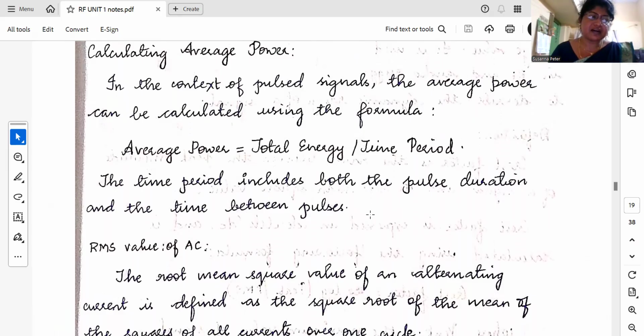So in RF, this average value is less commonly used for AC waveforms, but it is used for rectified signals, and also in power calculations, such as average power over time.